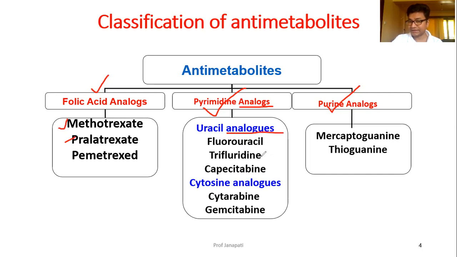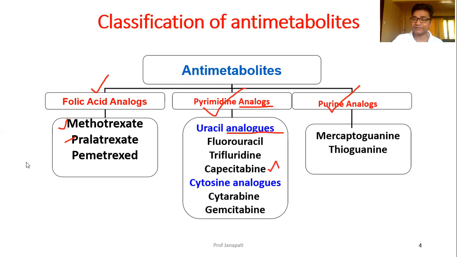5-fluorouracil, trifluridine, capecitabine. Capecitabine is becoming a widely used drug nowadays. We will see it. Cytosine analogs: cytarabine, gemcitabine. Purine derivatives or analogs: mercaptopurine, thioguanine. So this is the classification.